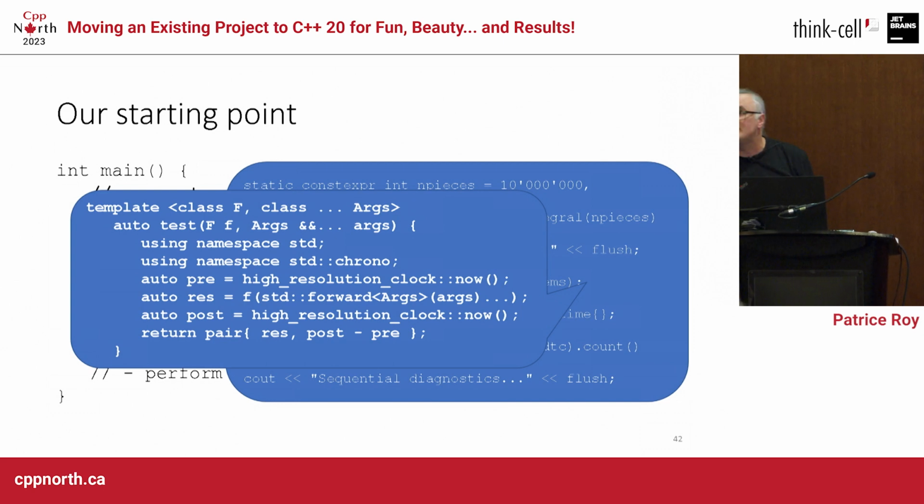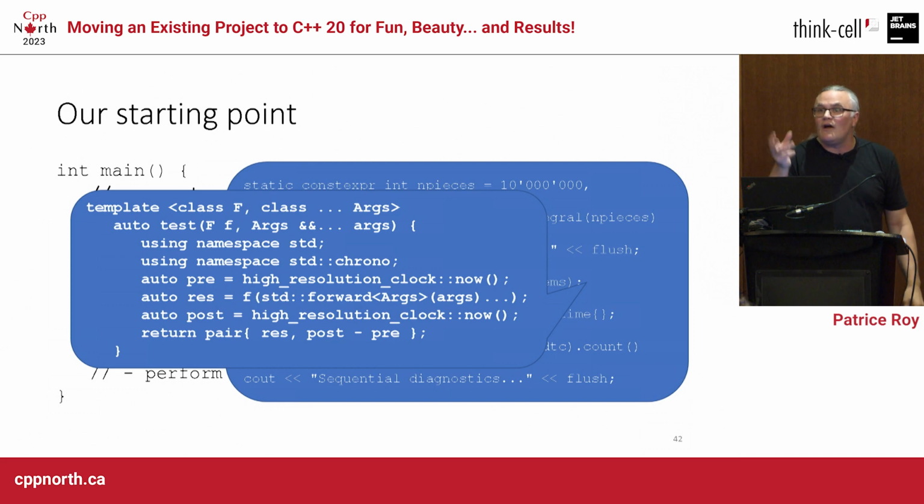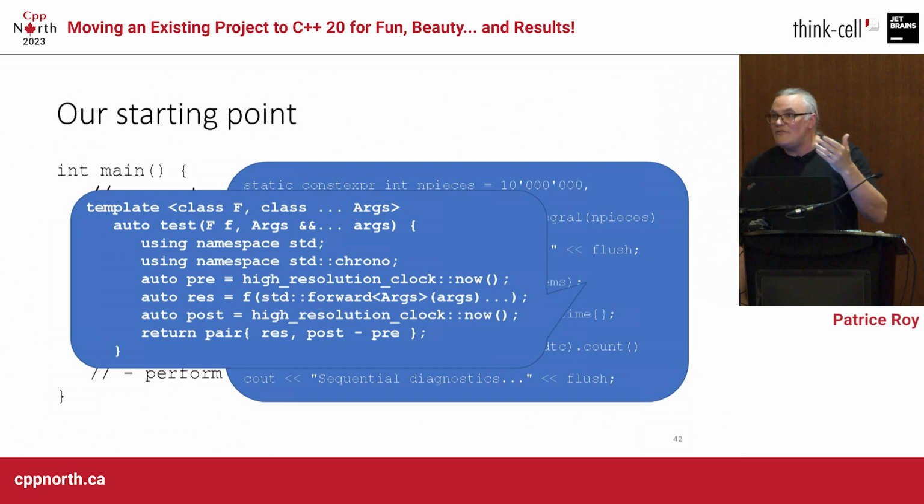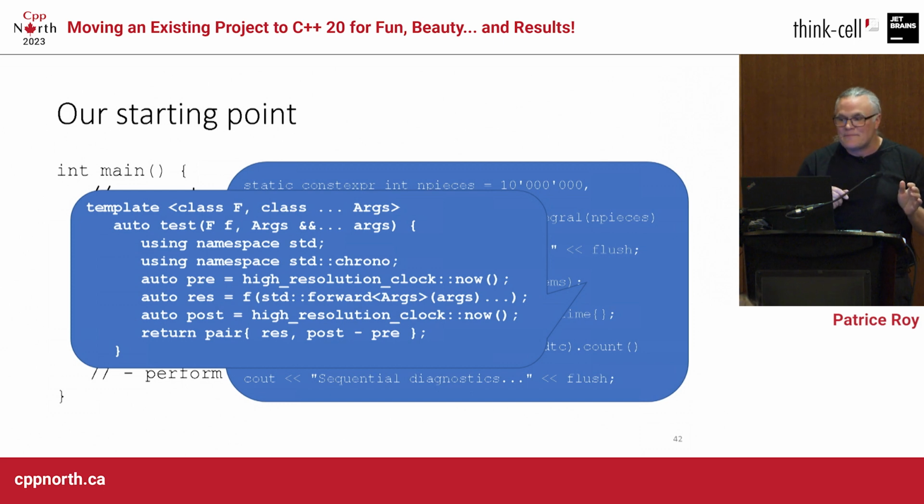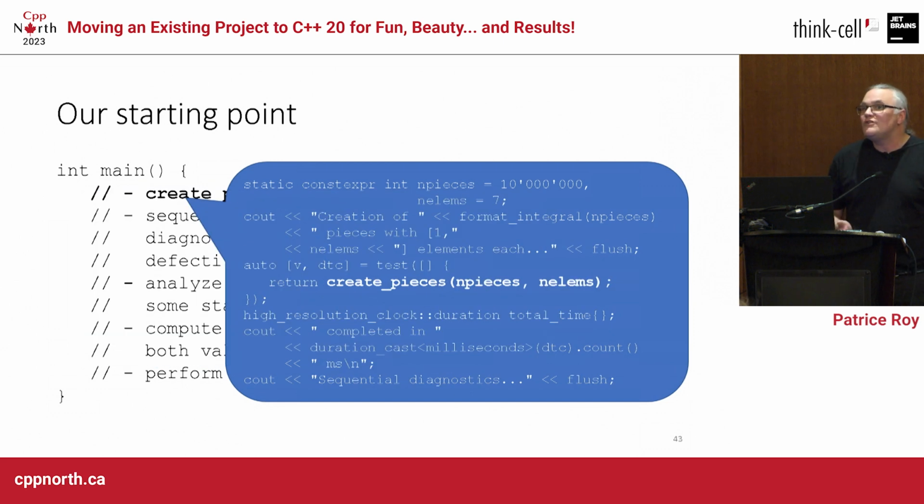Okay? But the thing is, it calls f with argument args, relaying them properly, takes the time before, time after, and returns a pair of what I computed and how much time it took according to that clock. And that's it. It's important to have a result, because your compilers are crafty. If you don't have any side effects, you'll probably end up with no code at all. It's going to be very fast. There. So I'm creating pieces and trying to measure the time it takes.